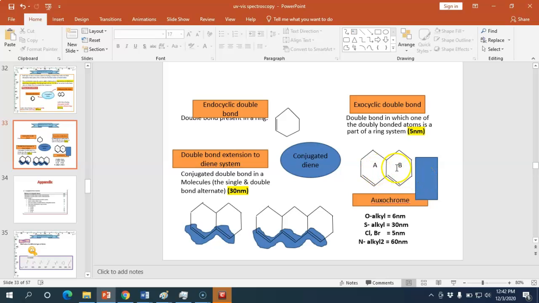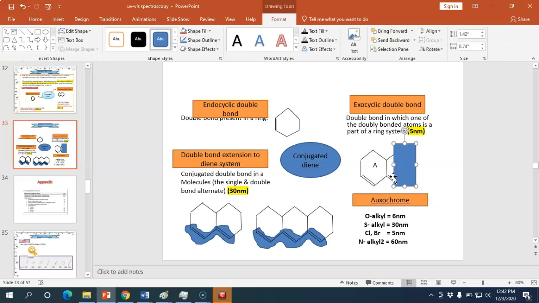Yang awak kena tengok compound dalam yang di luar A ni, dia attach, double bond yang attach dengan structure A ni. So there is one double bond that exists outside the A compound, which is here. Okay, this one. So we have one exocyclic double bond. The value for exocyclic double bond is 5.